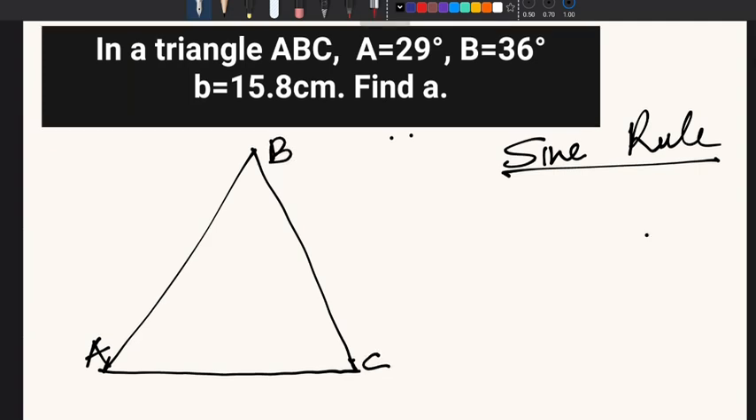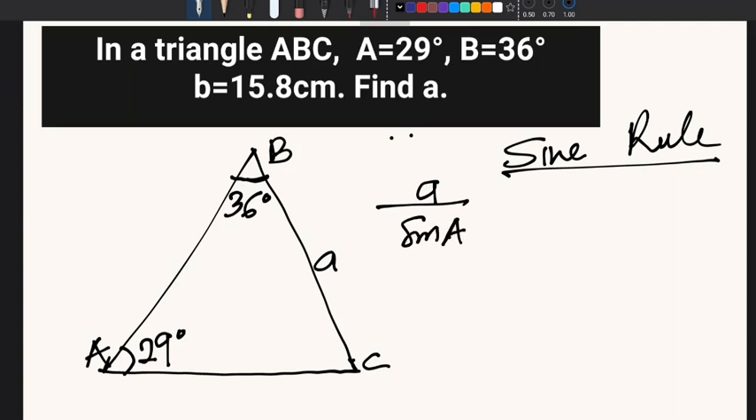So we are given the angle of A to be 29 degrees. The angle of B is 36 degrees. So the question is to find small a. And under the SINE rule, the formula states that the small a over sine big A is equal to small b over sine big B, which is equal to small c over sine C.